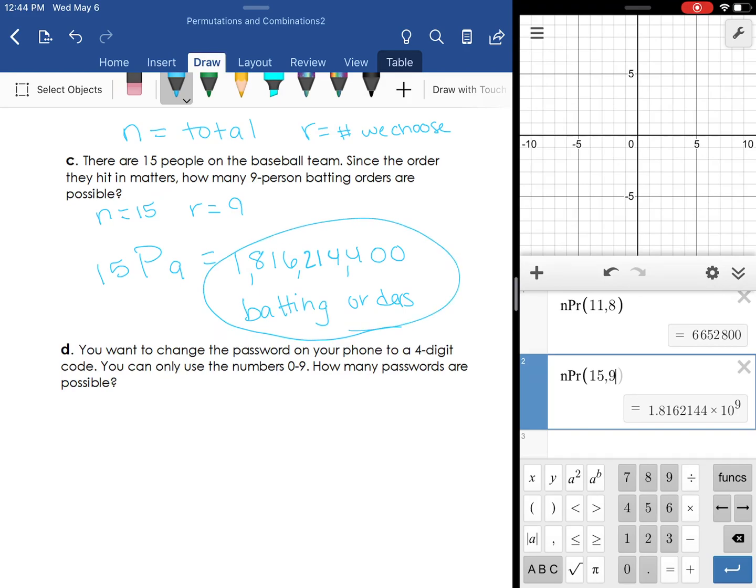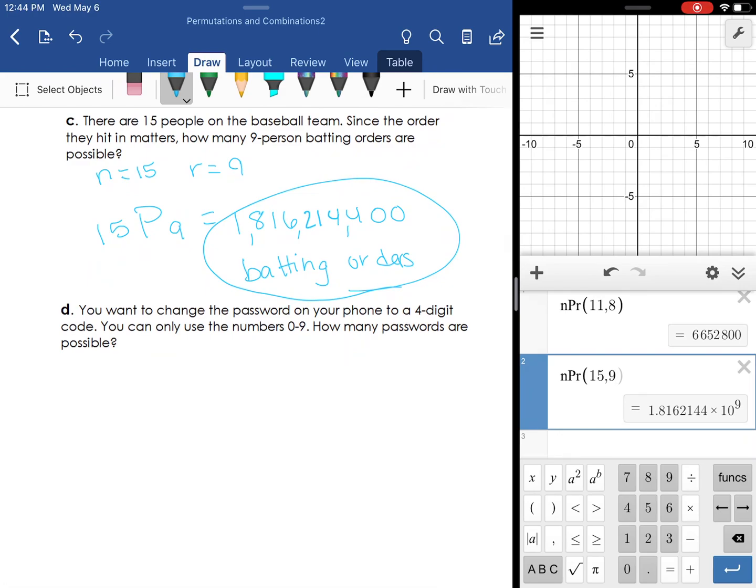Okay, and so that's what we're doing. That's what we're doing with permutations and combinations. We're just figuring out the number of possibilities.